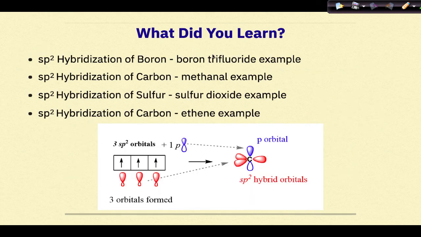So what did you learn in this tutorial? We talked about the hybridization of boron, carbon, sulfur, carbon, and then we did an example at the end.